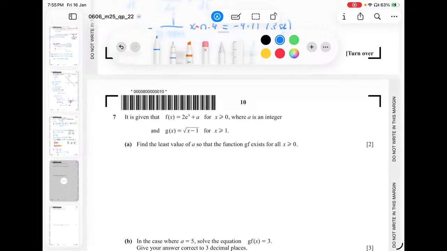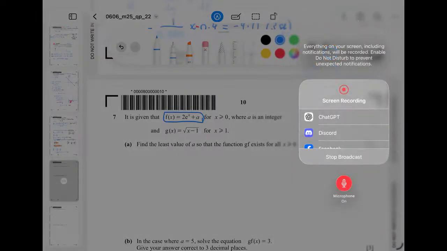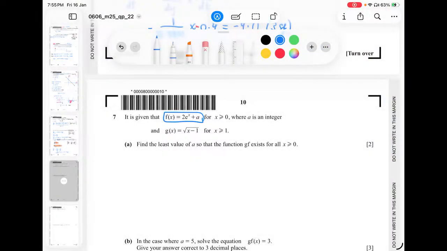Let's go to question number 7. It's given that f(x) = 2e^x + a for x greater than or equal to 0, where a is an integer, and g(x) is the square root of x minus 1 for x greater than 1. Find the least value of a so that the function gf exists for all x greater than or equal to 0.